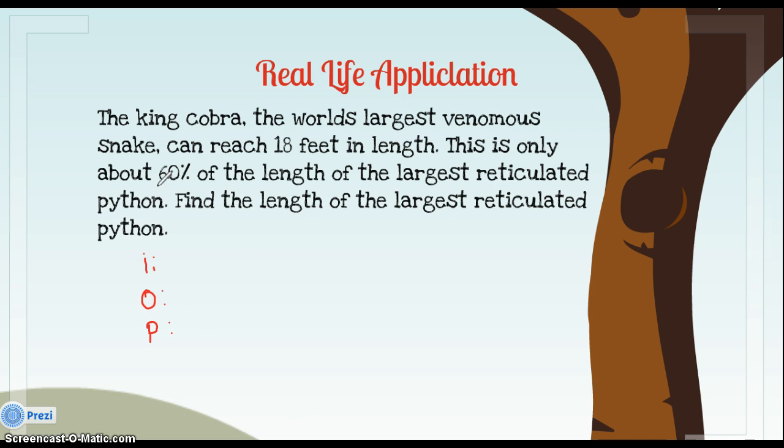Now, the percent, always easy to find. It has the percent sign. So percent is 60. Now we just have to figure out what is 18. Is it the is or the of? Now, if you look at the question, what follows after 60% of the length of the largest reticulated python, that is our of number, which we again do not know. So of is x, which means 18 feet by process of elimination is the is.